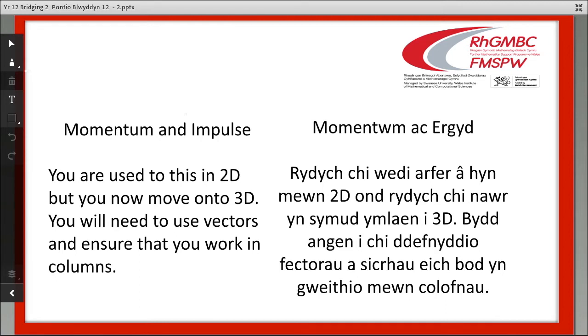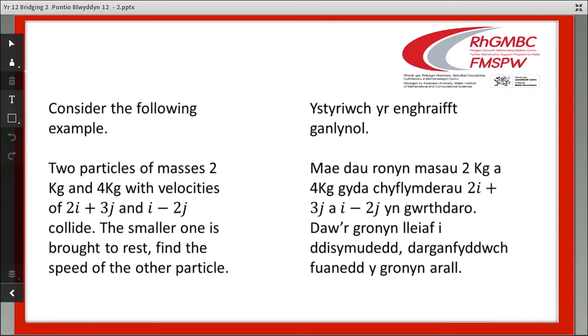Now, in terms of that, if we look at an example. In this particular example, you've got 2 masses. The smaller mass, A, of 2 kilograms, and a larger mass, B, of 4 kilograms. As you can see, the velocity of A is 2i plus 3j, and the velocity of B is i minus 2j. It says in the question they're going to collide. Now, for simplicity's sake, with this one, I've said that the smaller particle is brought to rest. Find the speed of the other particle.